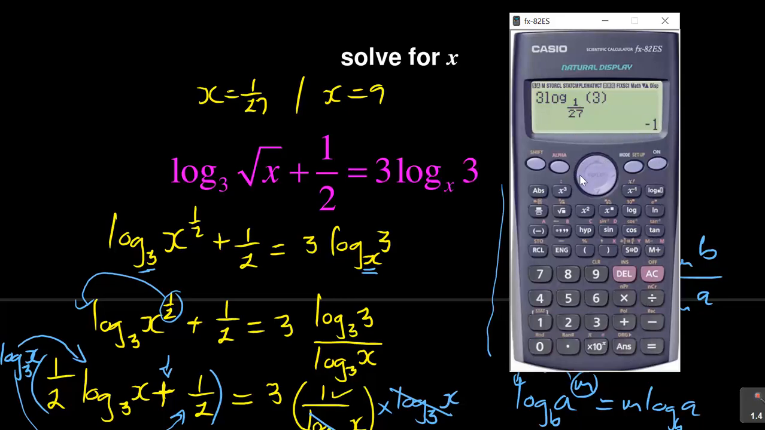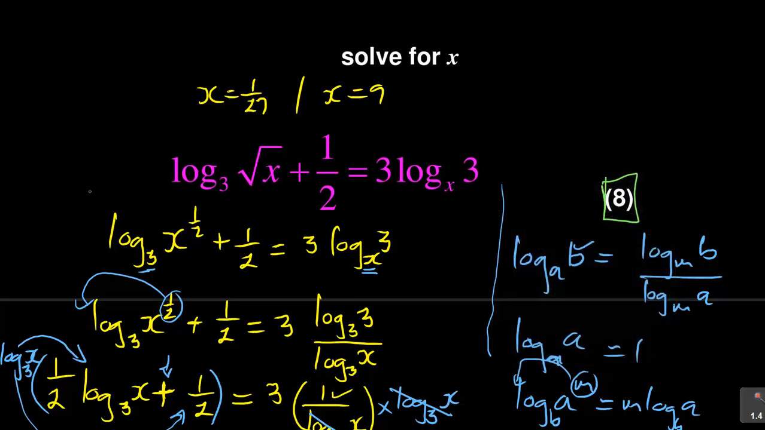Let's try 9. Let's start with this side already because I've got 9 here. I've got 3 log 9 of 3, which gives 3/2 on my one side. Let's see if it will give me 3/2 on the other side. Log 3 of the square root of 9 plus a half must give me 3/2 plus 1/2, which is 3/2. It balances. So guys, this is how you solve such questions.